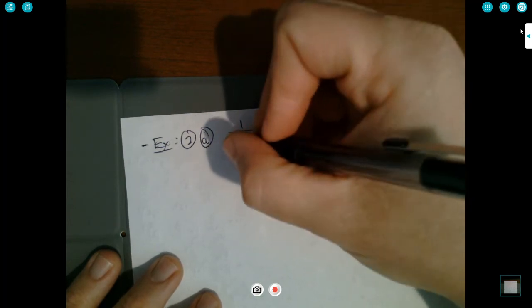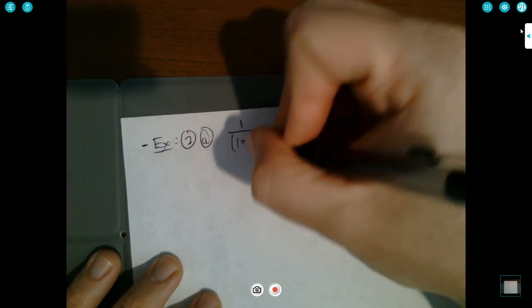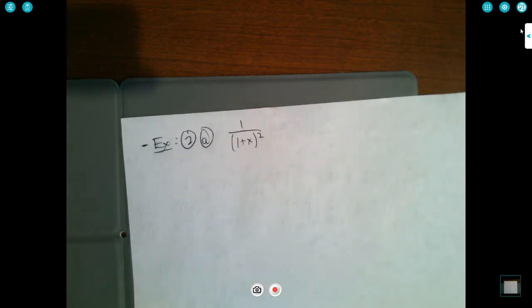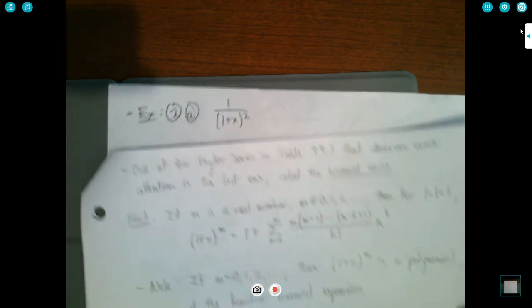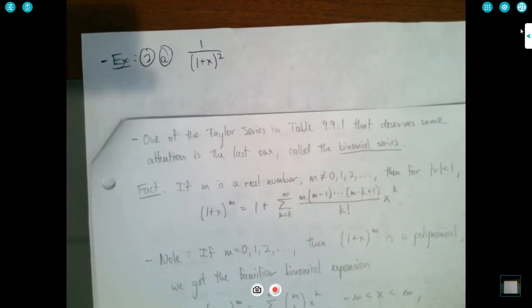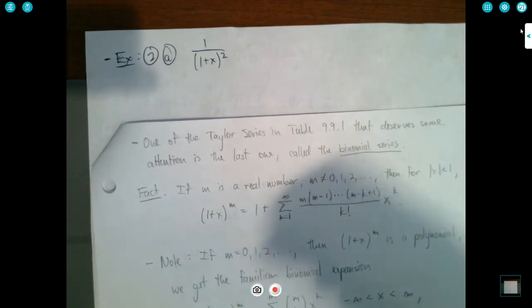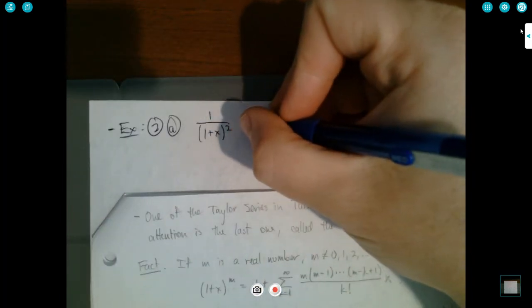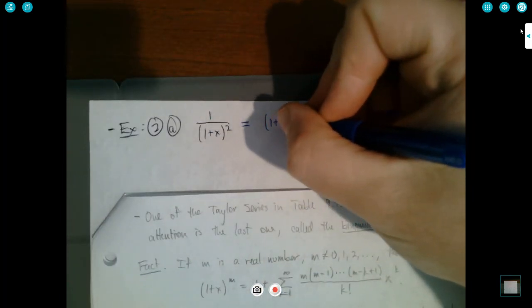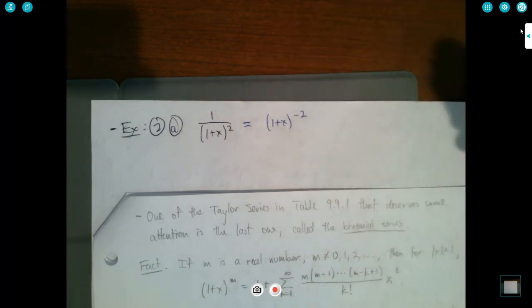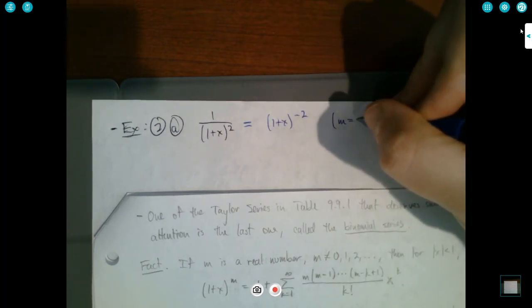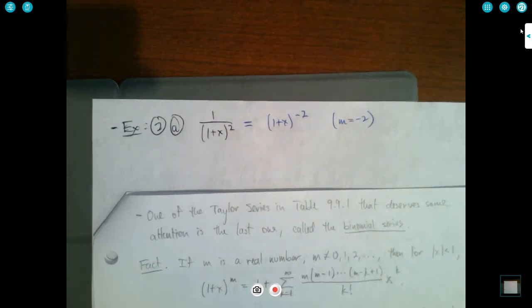So I want to find a binomial series for 1 over (1 plus x) squared. The reason I want to give you an example is because this formula can be a little bit confusing to use. But okay, so notice that first of all, this is (1 plus x) to the negative 2, right? So m equals negative 2, okay?